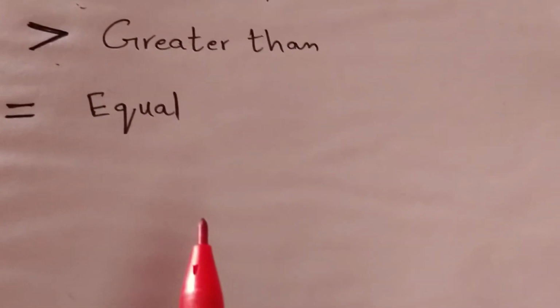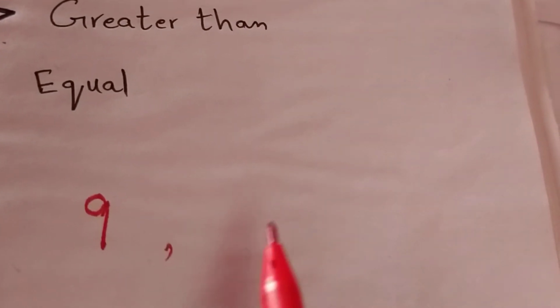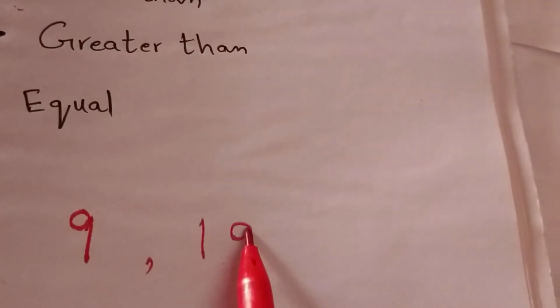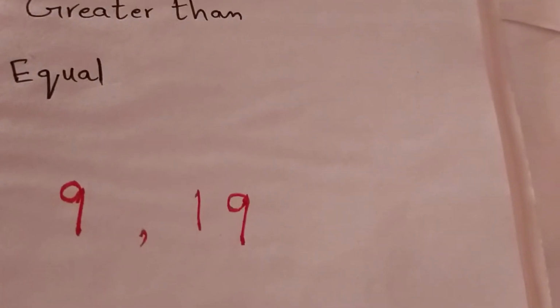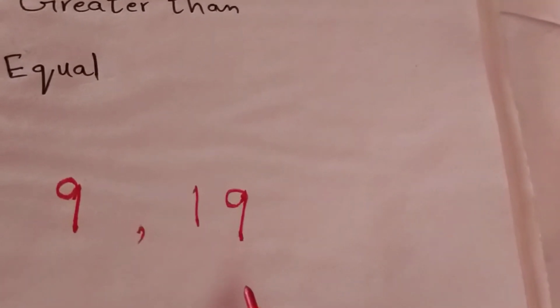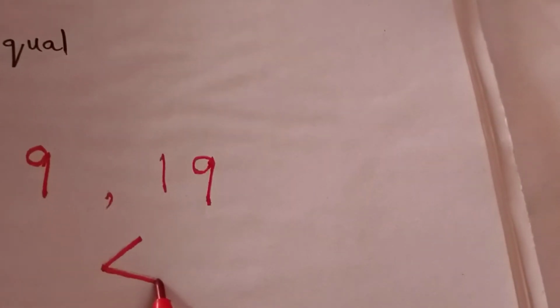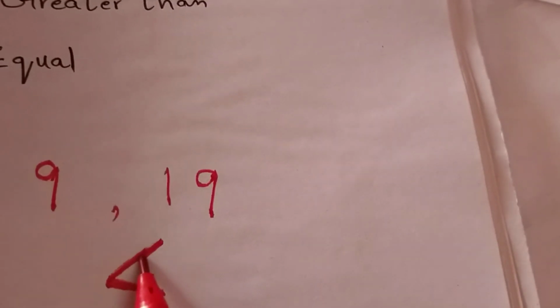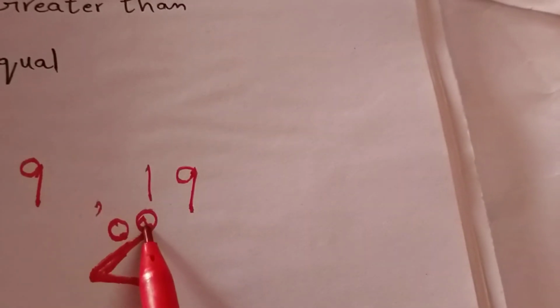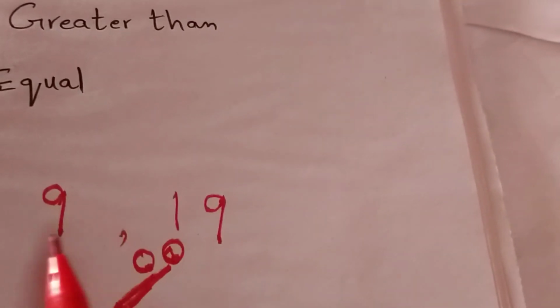Now we want to compare the values 9 and 19. The crocodile opens its mouth when the bigger value comes. Suppose it's a crocodile mouth. The crocodile wants to eat the bigger value. The bigger value is 19.